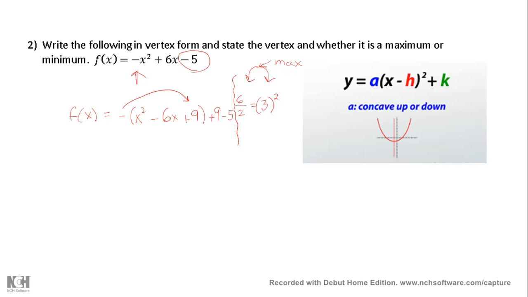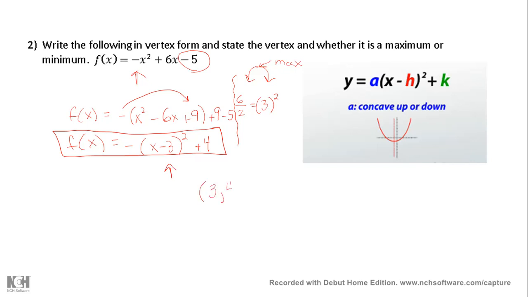Now we want to make this perfect square trinomial into a binomial squared. So I know that that would be (x minus 3) quantity squared. And then 9 minus 5 is 4. So this is vertex form. Now all I need to do is state the vertex. I already stated that it was a maximum, but the vertex, remember, is the opposite of what's inside the parentheses. So my vertex is going to be a positive 3 and a positive 4.